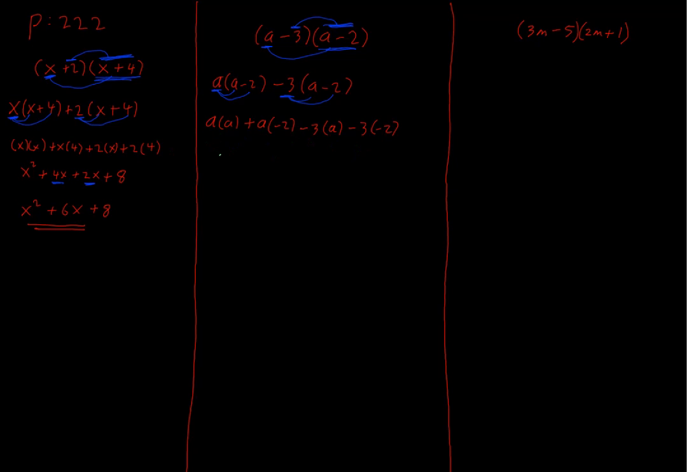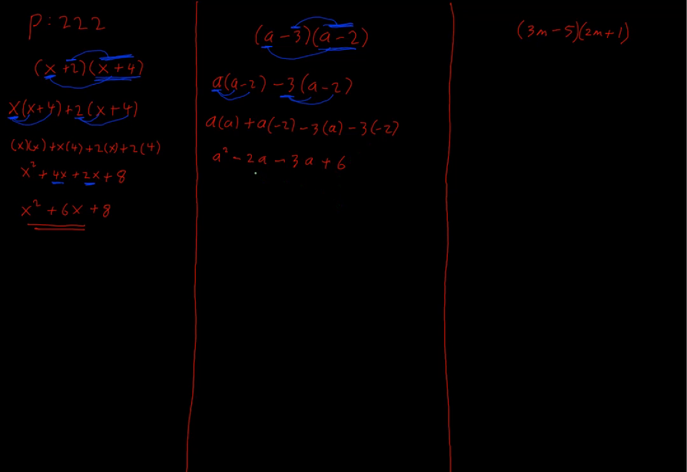So we have a multiplied by a, means a to the power of 2, tells me how many times I multiplied a by itself. Then I have plus by minus will give me minus a by 2 gives me 2a. Minus by plus is going to give me minus, and 3 by a I write as 3a. Minus by minus is going to give me plus, and 3 by 2 is going to give me 6.